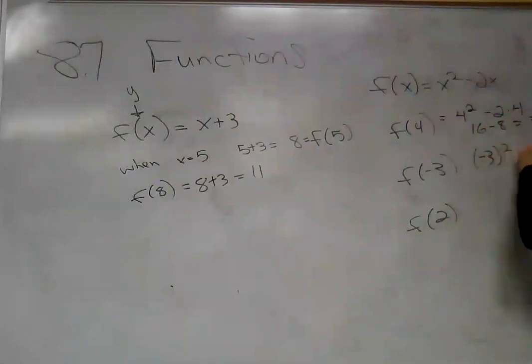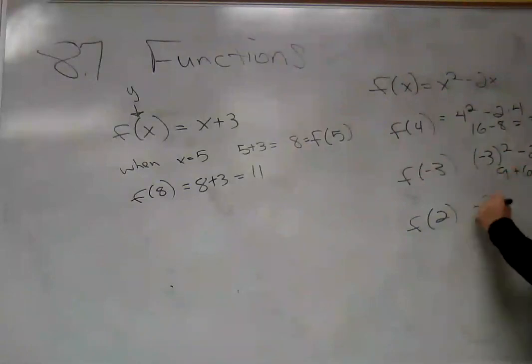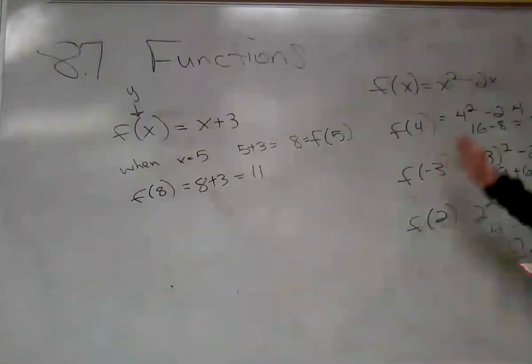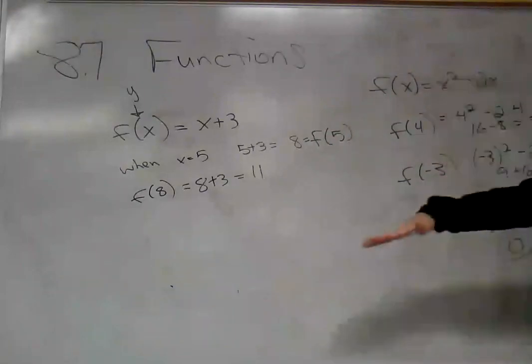Negative 3 squared minus 2 times negative 3. 9 plus 6 is 15. Just checking. Then 2 squared minus 2 times 2. 4 minus 4 is 0. Yeah, it is as simple as it seems. All you're doing is substituting.